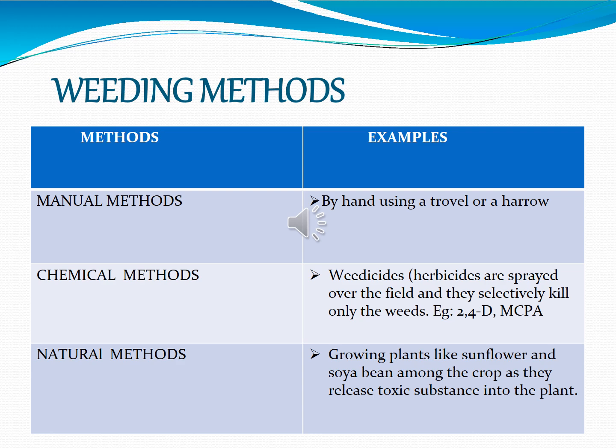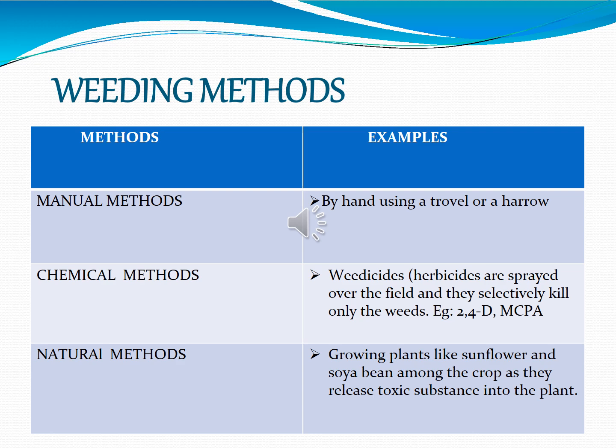Weeding methods. Manual method: by hand, using a trowel or a harrow. You can see the diagram of a trowel and a harrow in the next slide. Chemical method: weedicides are sprayed over the field and they selectively kill only the weeds. Weedicides are also called herbicides.